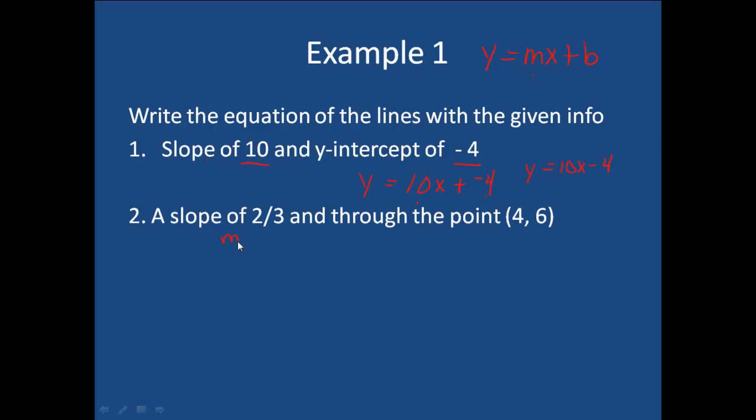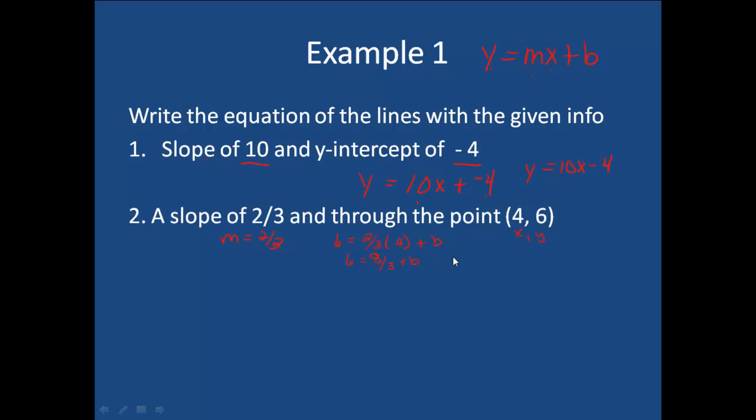Now I've got my m given to me, so I don't have to calculate my m at all. My m is 2/3. But this point, that's not a b. What I have to think about is what is it that a point represents? Well, a point is an x-y pair, and if I look at my formula, I have an x and a y in there. So if I were to plug these in, I would have 6 is equal to my 2/3, that's my slope, times my x, which is 4, plus my b. Now I have an equation that I can solve for b. So I would have 6 equals 8/3 plus b.